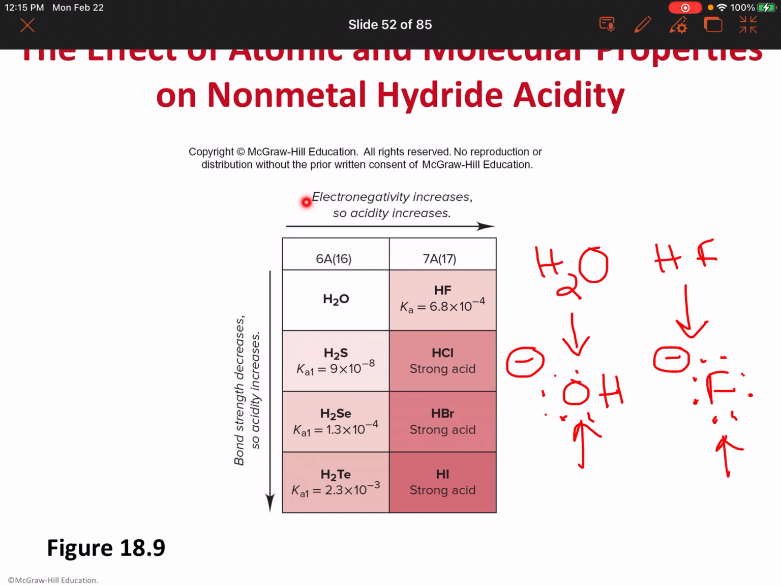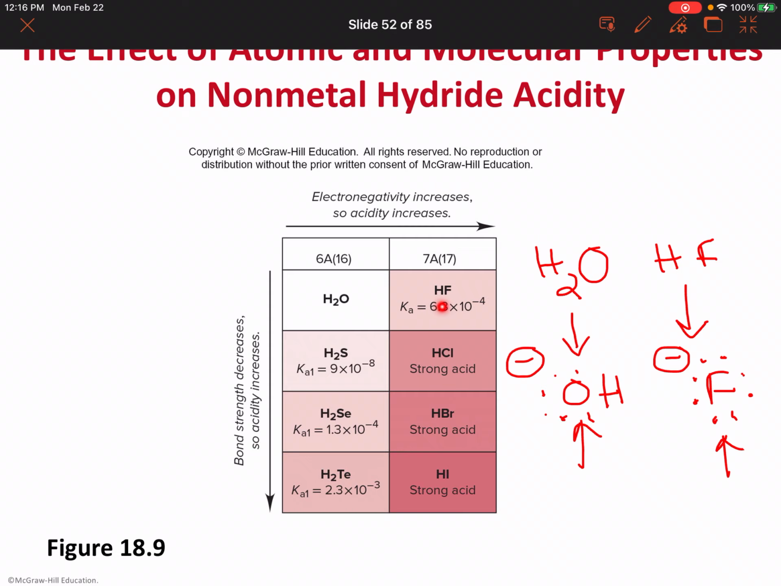So here it says electronegativity increases, so acidity increases. As you go down the group, the size of the atom increases. As the size of the atom increases, bond length increases, so the strength of the bond decreases. It will make the bond break easier. Bond strength decreases, so acidity increases. So you can see here water, H2S, H2Se, H2Te. These are 10 to the negative 8, negative 4, negative 3. So acid strength increases.